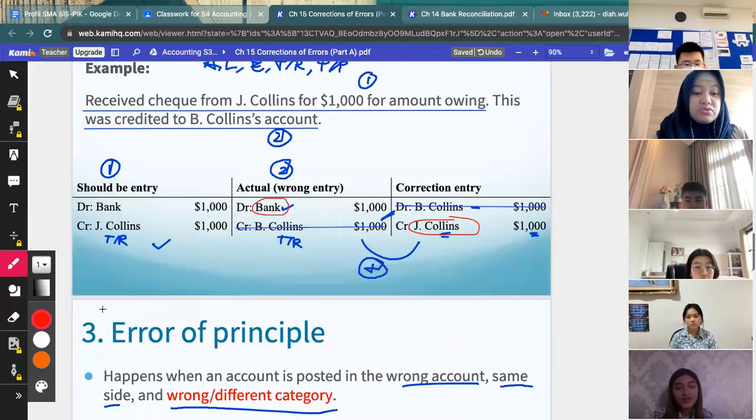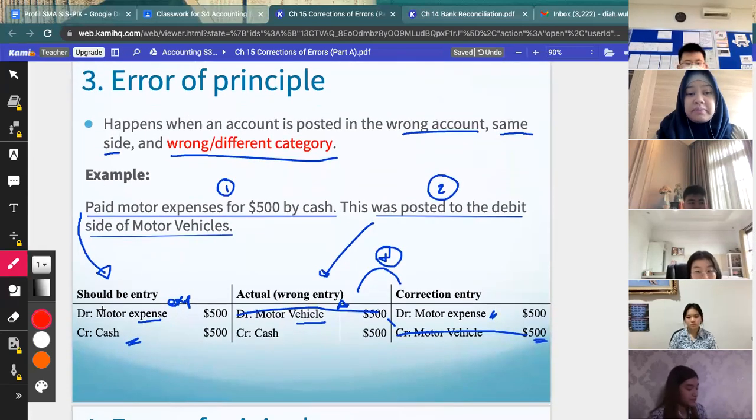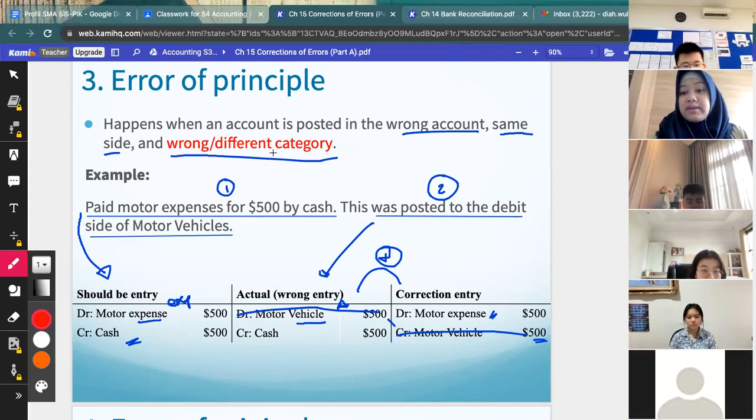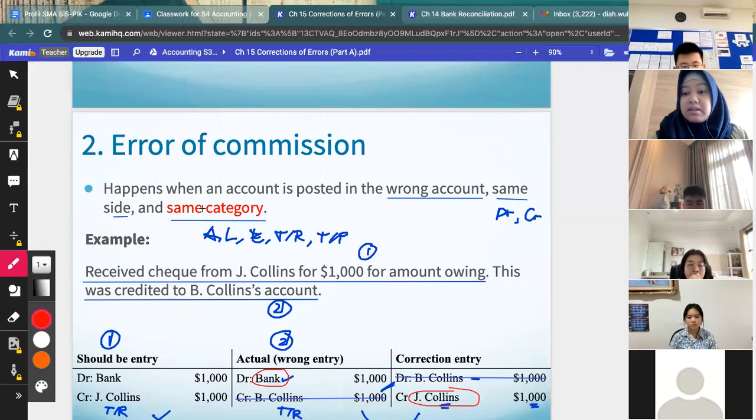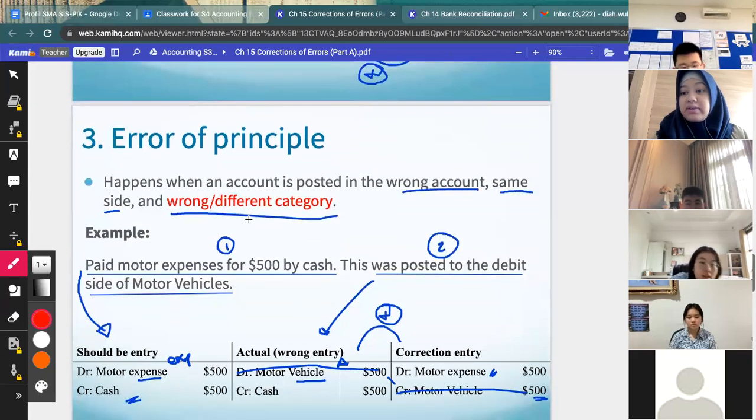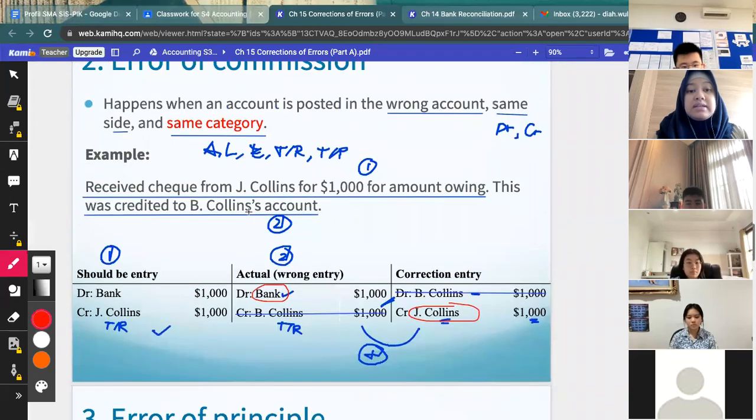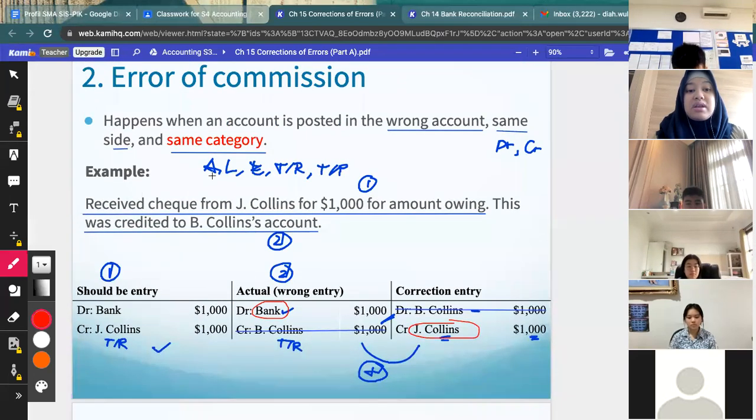No, okay. Let's continue to number 3, error of principle. Principle is almost the same as commission. Principle happens when an account is posted in the wrong account, same side, but a different or wrong category. Commission, same category. Principle, wrong category. If I mistakenly record an asset with an expense, asset and expense are on the same side, which is debit, but they are different categories.